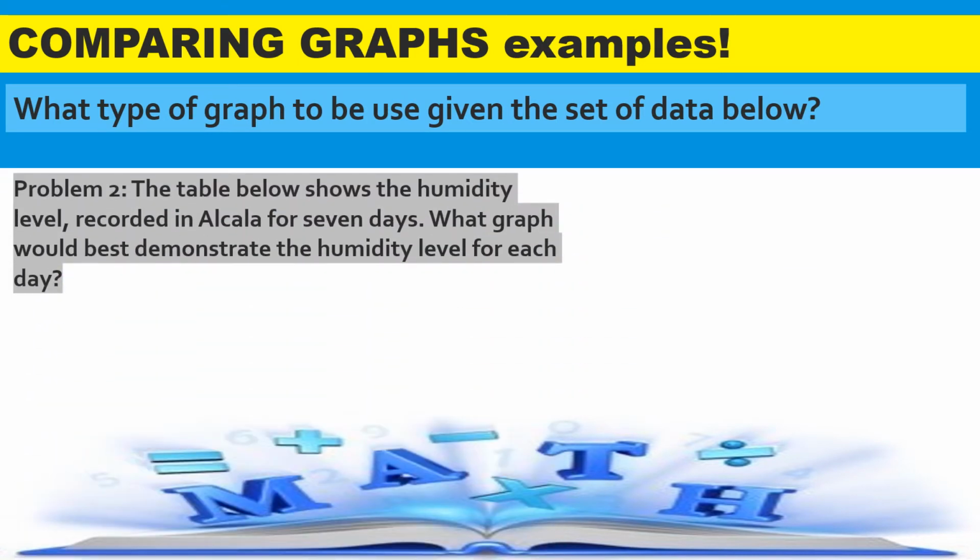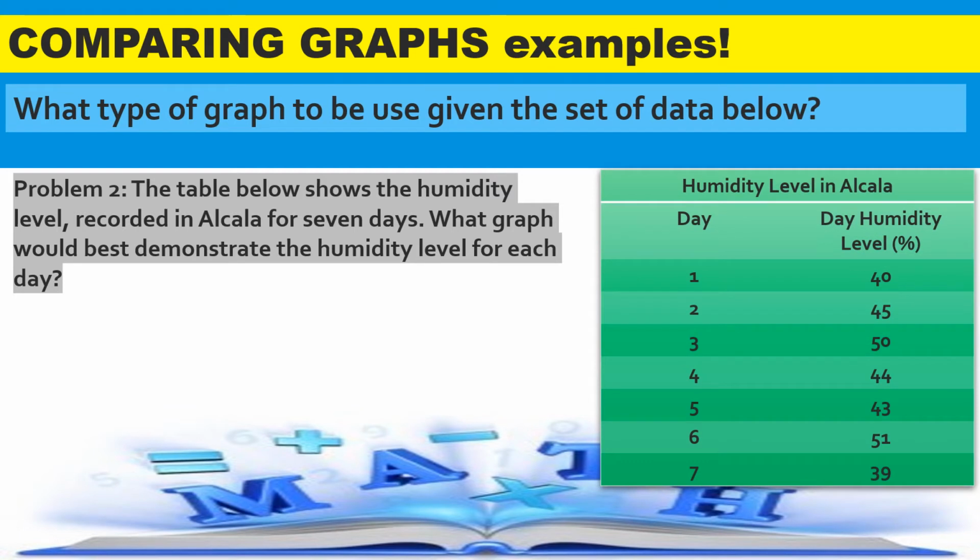Problem number 2. What graph is appropriate for this set of data? The table below shows the humidity level recorded in Alcala for 7 days. What graph would best demonstrate the humidity level for each day? So from day 1 to 7, we have the day and humidity level. Day 1, 40%, day 2, 45%, day 3, 50%, day 4, 44, day 5, 43, day 6, 51, and day 7, 39.